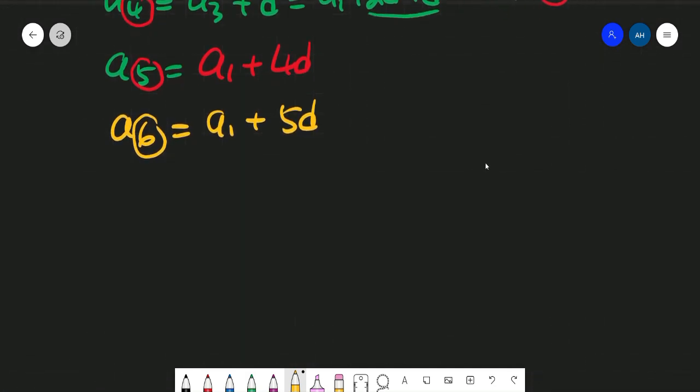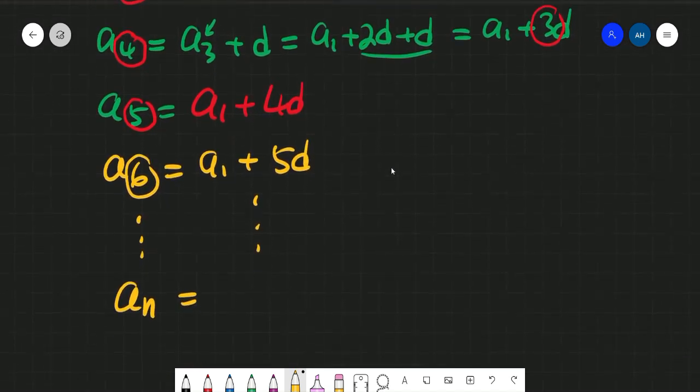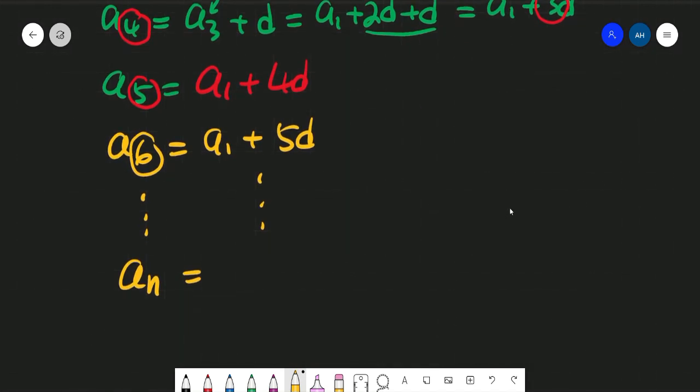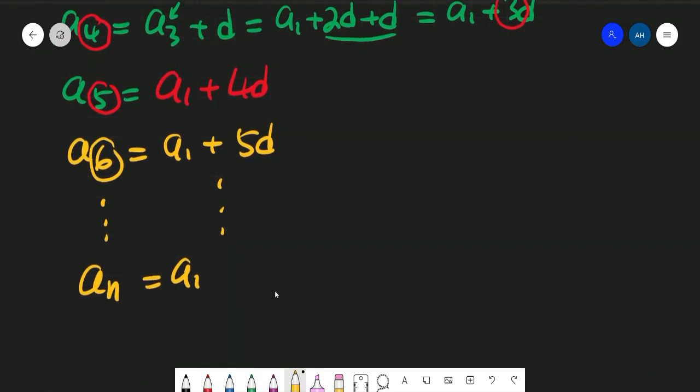Now actually we are interested in writing down, as we go through the process, what is an. We are looking for the nth term. What is the nth term? If we follow this pattern from the terms that we already wrote down up to this point, can we write down the term for an? Of course we have to have a1, because in all of these terms we have a1. So for an, we have to have a1 plus.